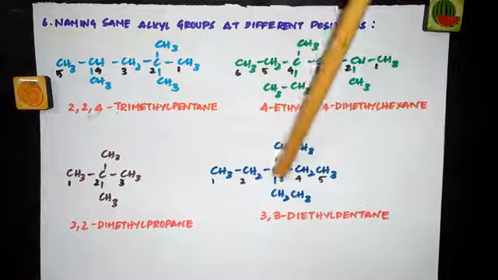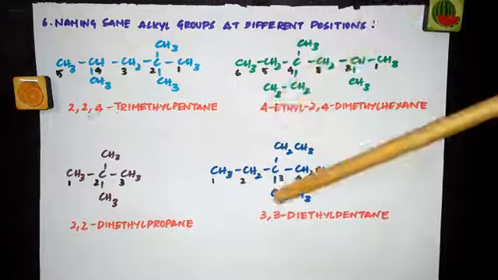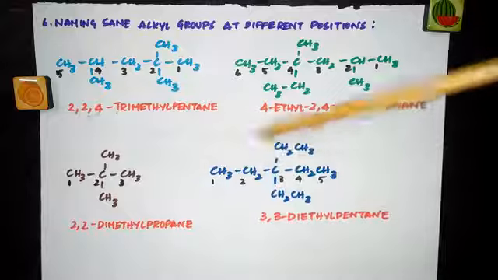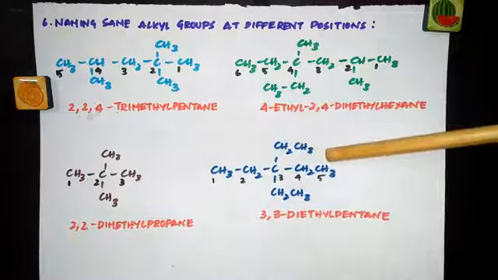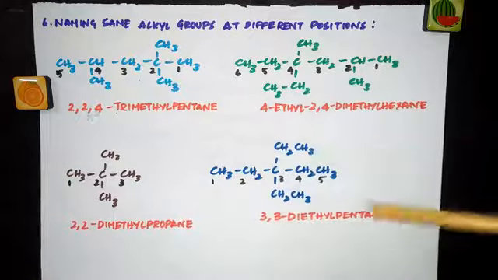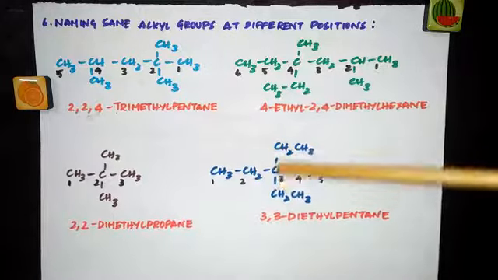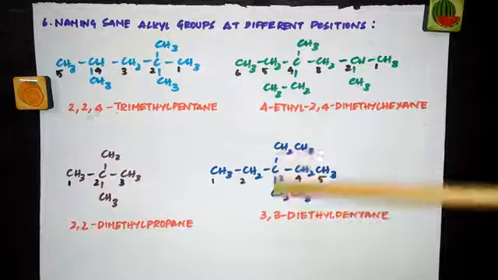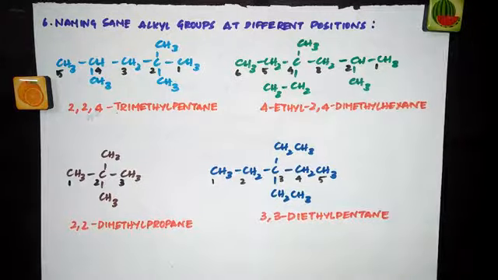You have 1, 2, 3, 4, 5 carbon atoms. In the third position, you have 2 substituents, ethyl group. CH2, CH3 is ethyl. Again, one more ethyl. So 5 carbon atoms, pentane. In third position, 2 ethyl groups. So 3, 3 diethyl pentane is the IUPAC name.